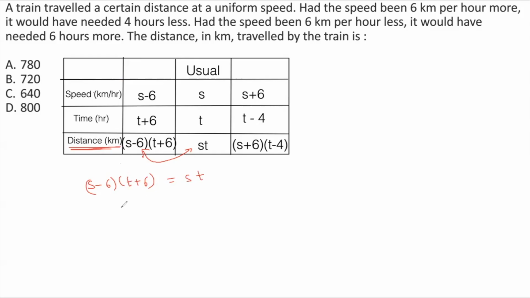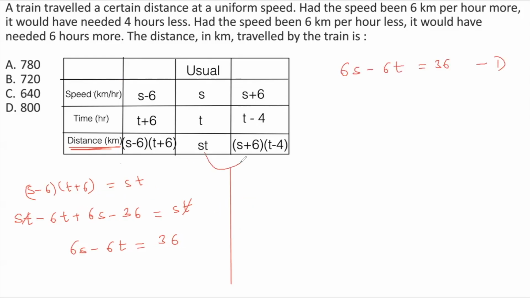If you open the left hand side's bracket, you get an expression st minus 6t plus s into 6 is 6s, and minus 6 into plus 6 is minus 36, is equal to st. Cancelling out st from both sides, I could just take 36 on the right hand side and I would write 6s minus 6t is equal to 36. This is my first equation.